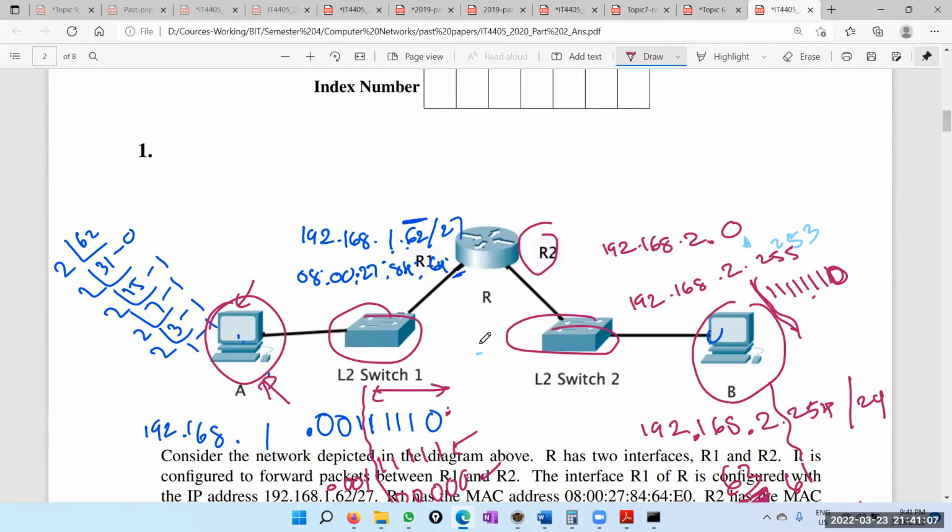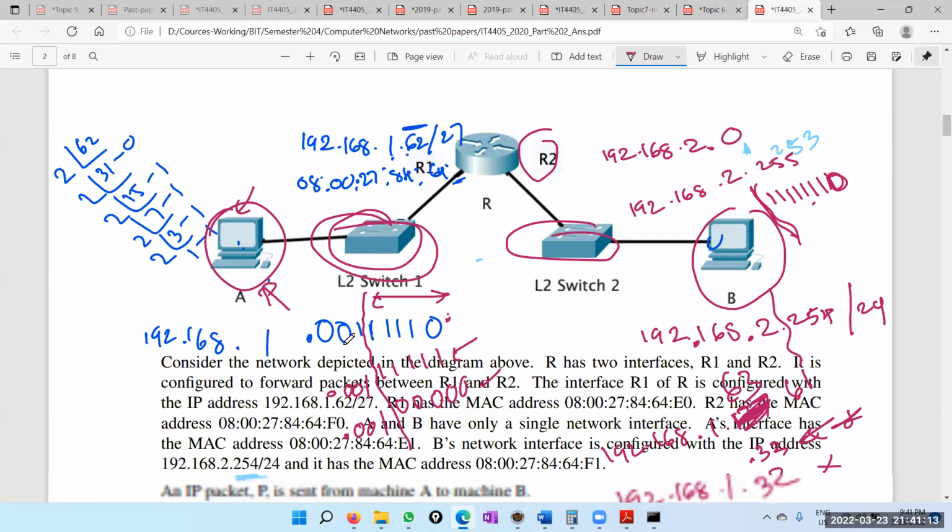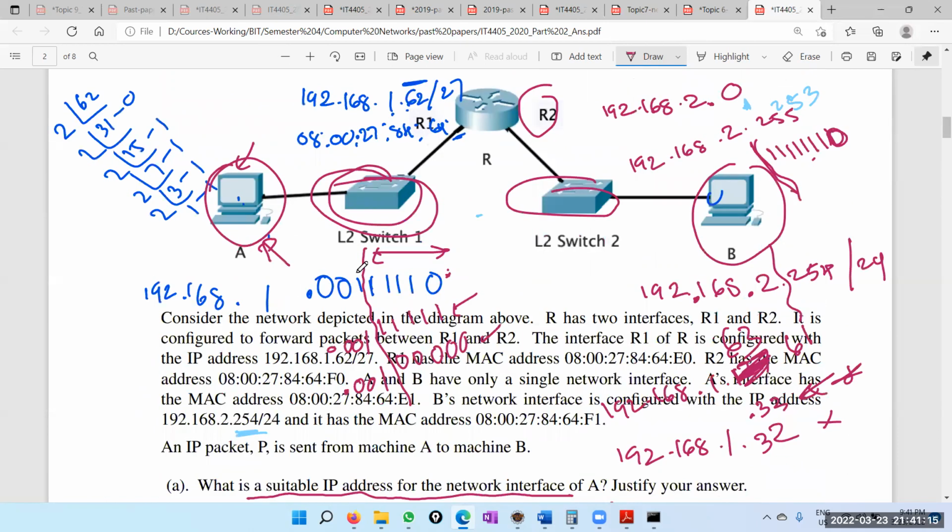The left hand side. And in left hand side, we found that this is our hosting side. So how many bits are there? 1, 2, 3, 4, 5.